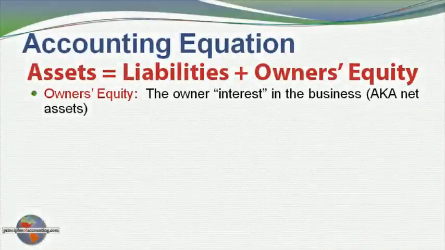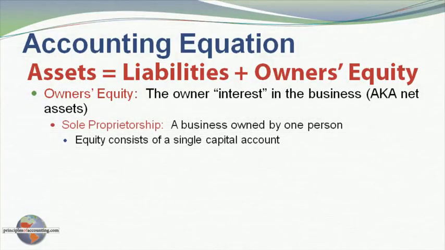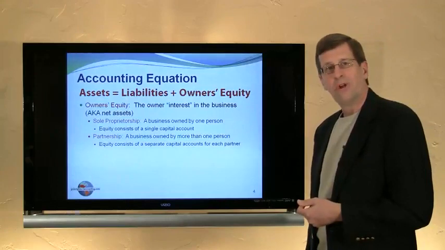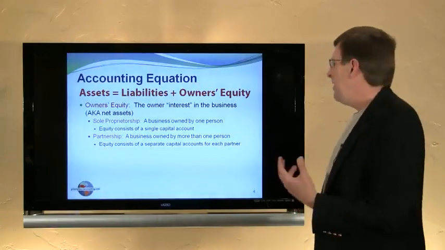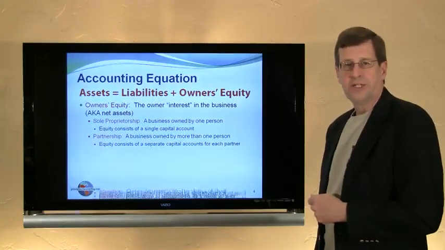The character of the equity is somewhat dependent upon the type of entity. A sole proprietorship is a business owned by one person, and the owner's equity will typically consist of one owner's capital account. An extension of that form of business would be a partnership, which is a business owned by more than one person. And the equity would consist of multiple capital accounts, typically one for each partner, potentially.